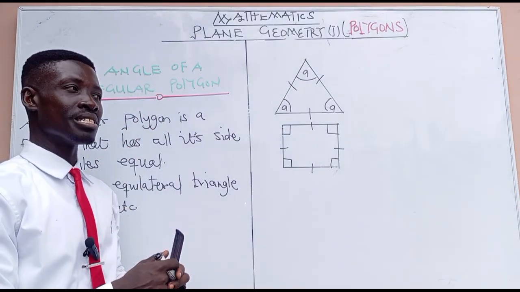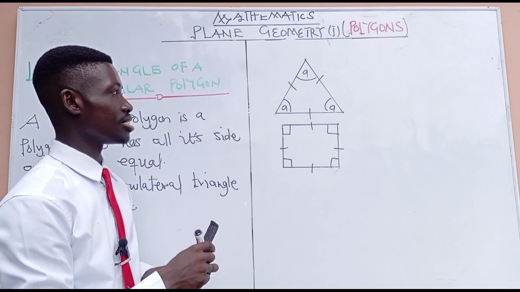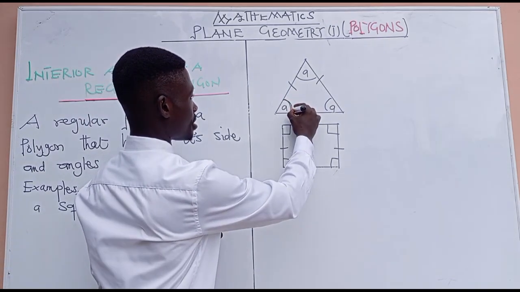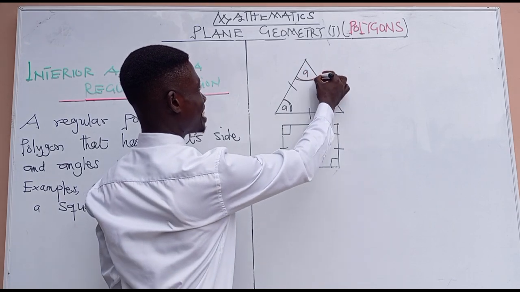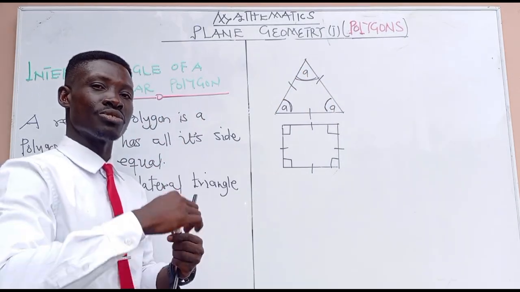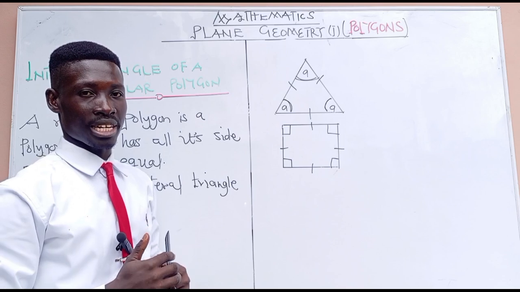How do we find an interior angle of a regular polygon? An interior angle means we are talking about one interior angle. We are talking about one angle like this, or each interior angle, each of the angles within that polygon. How do we find it?